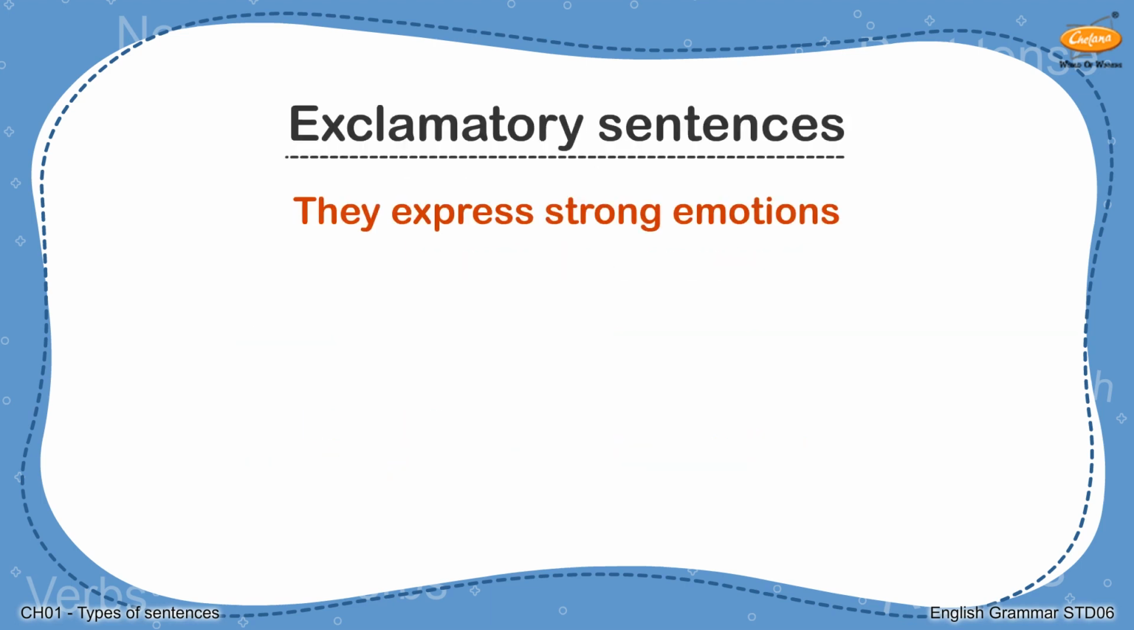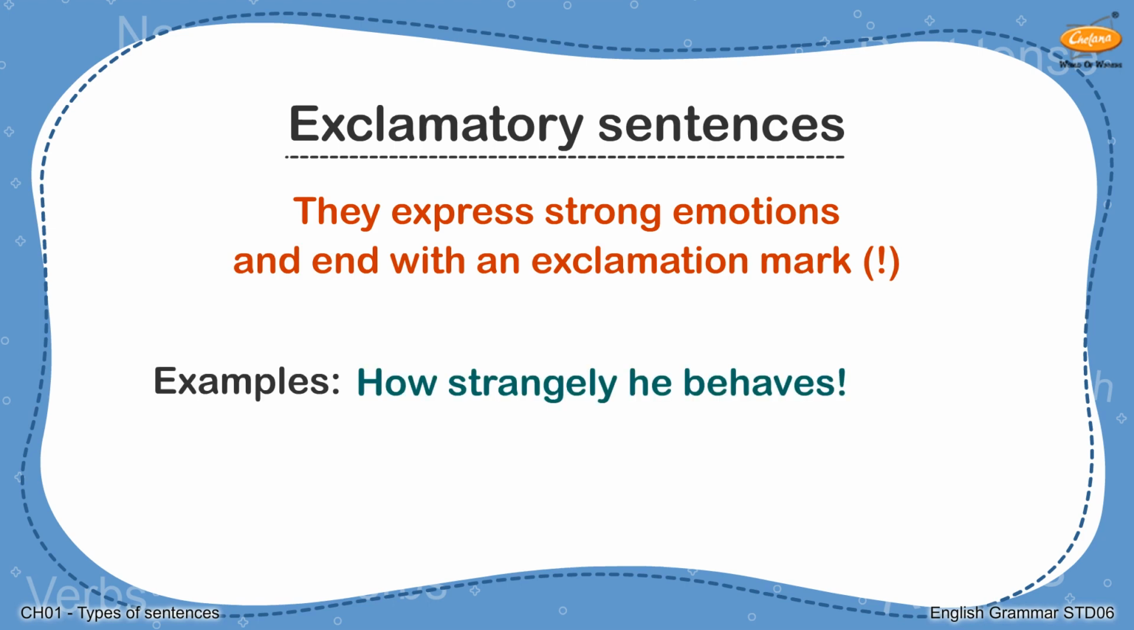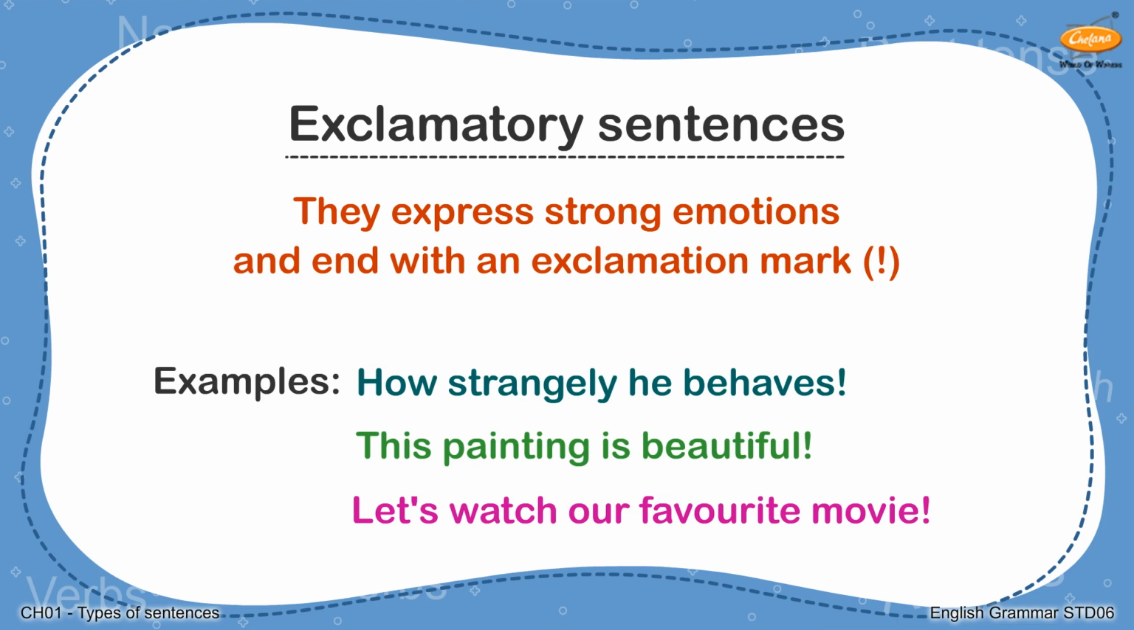Sentences that express a strong emotion are called exclamatory sentences. They always end with an exclamation mark. Here are some examples. How strangely he behaves. This painting is beautiful. Let's watch our favorite movie.